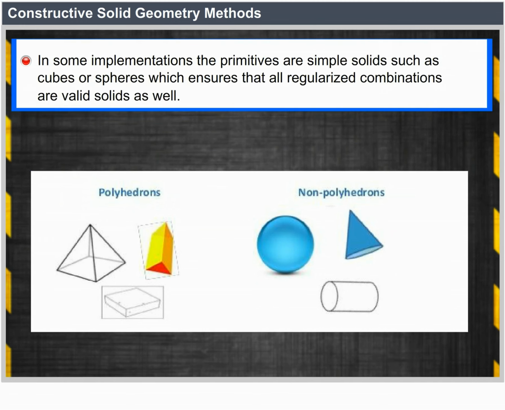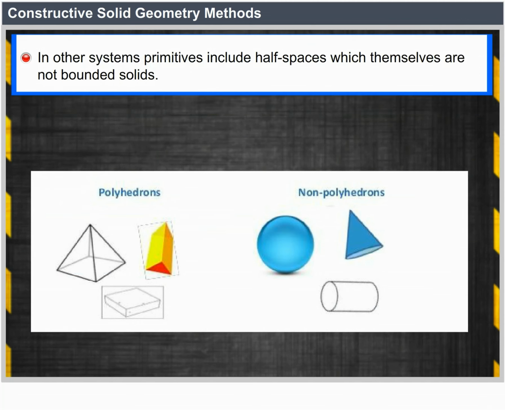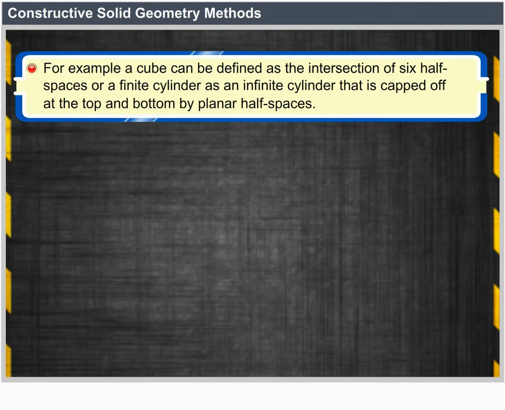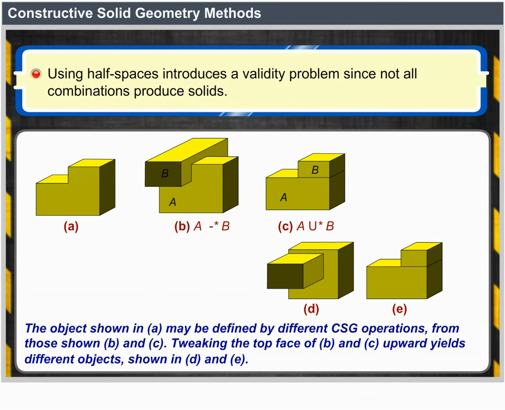In some implementations, the primitives are simple solids such as cubes or spheres, ensuring that all regularized combinations are valid solids as well. In other systems, primitives include half spaces, which themselves are not bounded solids. For example, a cube can be defined as the intersection of 6 half spaces, or a finite cylinder as an infinite cylinder that is capped off at the top and bottom by planar half spaces. Using half spaces introduces a validity problem, since not all combinations produce solids.